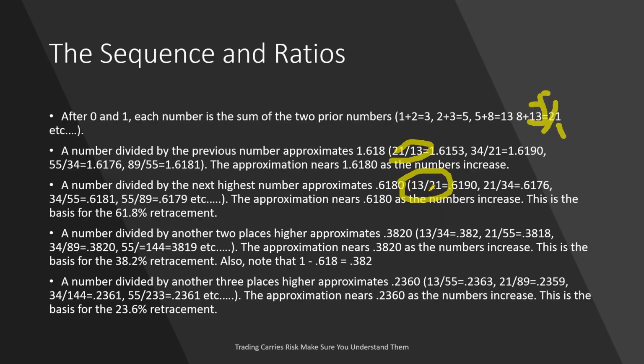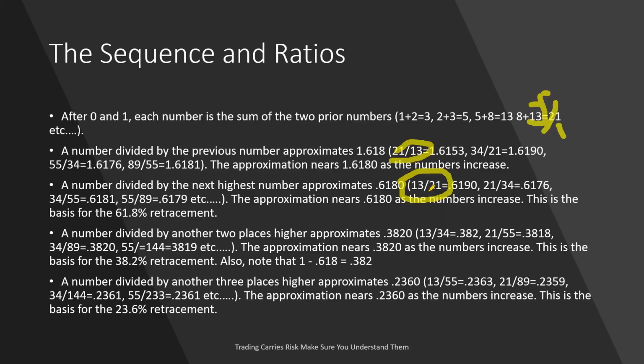We would take the next, 21 and 34, gives us 0.6176. 34 and 55 gives us 0.618. And the approximation is 0.618. And this is the basis of the value of the 61.8% retracement.